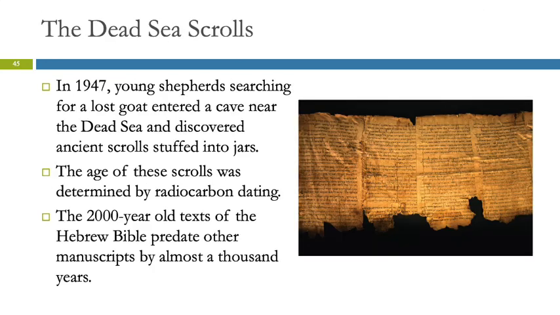So an example of the use of this is the Dead Sea Scrolls. So these ancient-looking scrolls were found stuffed in jars in a cave. And they were able to determine the approximate age of the scrolls using radiocarbon dating. And so these were 1,000 years older than any known manuscripts of the Hebrew Bible. So it was pretty cool.